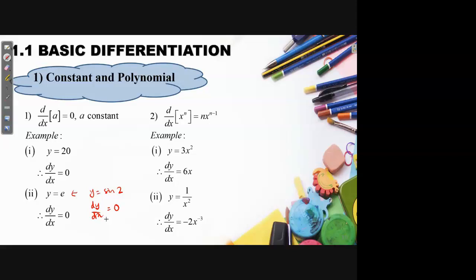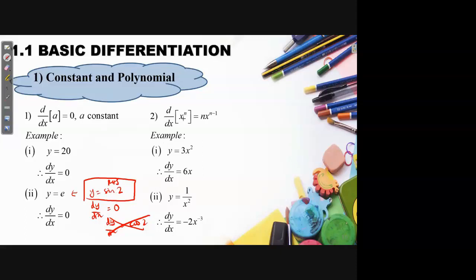They know that differentiating sine gives cosine, for example, so they write dy/dx is cosine 2. This is wrong. Look at your equation carefully. If you don't have any x on your right hand side, that means this is not a function of x. So what is this? This is only a constant. Differentiating a constant, we have 0.